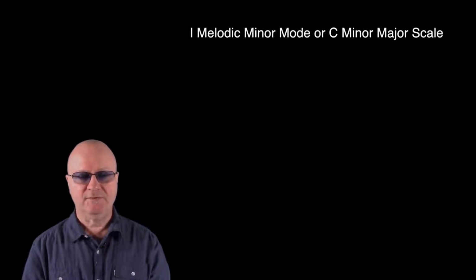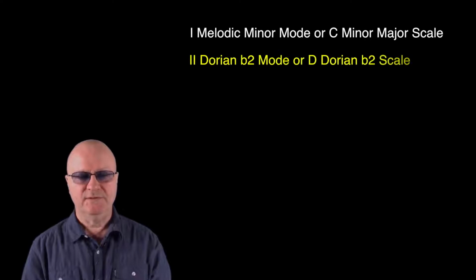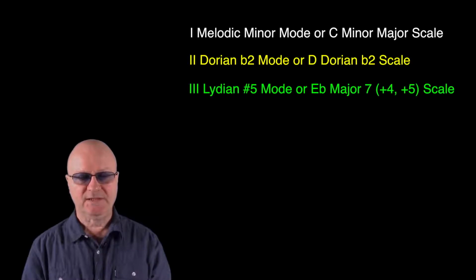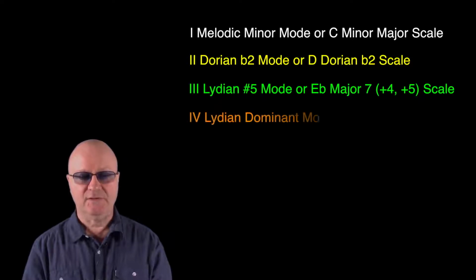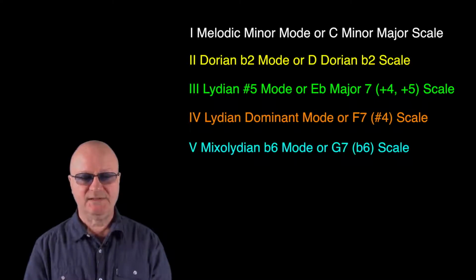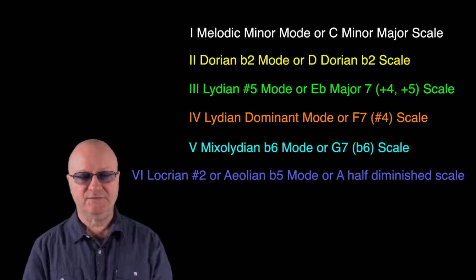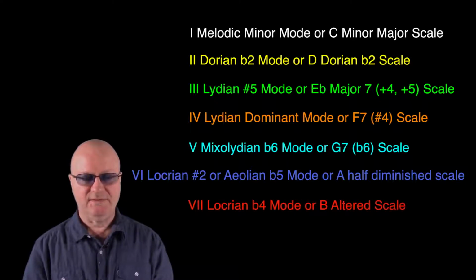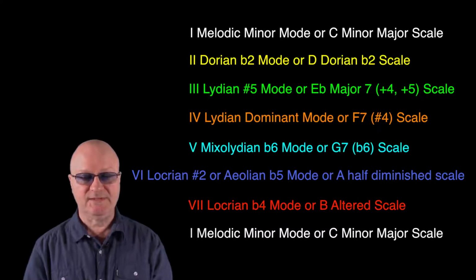In the key of C minor, the modes are: 1. Melodic minor mode or C minor major scale. 2. Dorian flat 2 mode or D Dorian flat 2 scale. 3. Lydian sharp 5 mode or E flat major 7, sharp 4, sharp 5 scale. 4. Lydian dominant mode or F7 sharp 4 scale. 5. Mixolydian flat 6 mode or G7 flat 6 scale. 6. Locrian sharp 2 or Aeolian flat 5 mode or A half diminished scale. 7. Locrian flat 4 mode or B altered scale. And back to 1, melodic minor mode or C minor major scale.